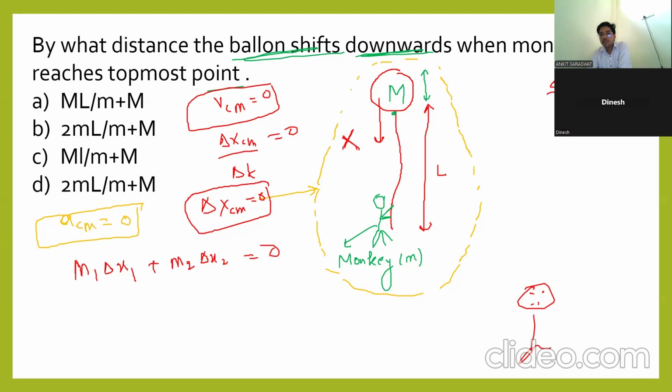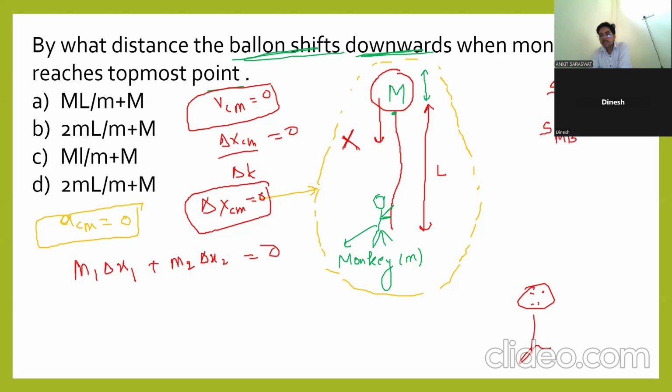Displacement of balloon with respect to ground. Balloon will be, if you look at it, minus x. Displacement of this monkey with respect to ground. Displacement of monkey with respect to balloon. Positive.